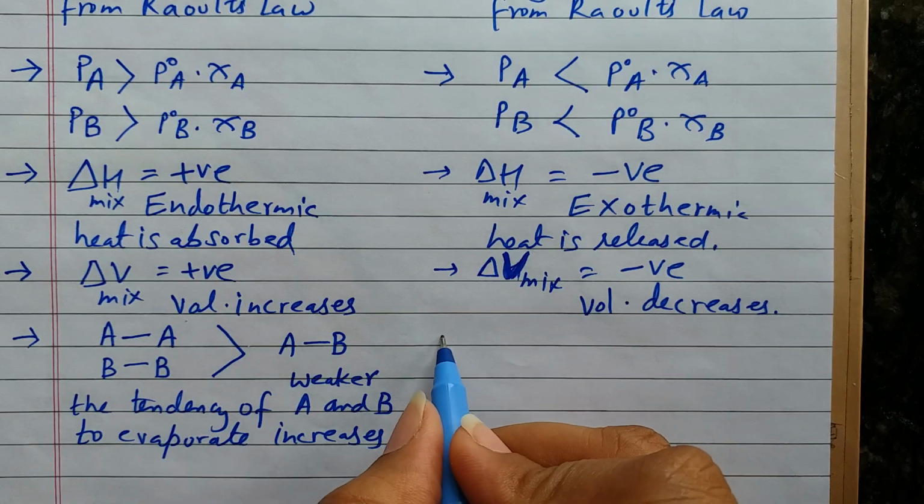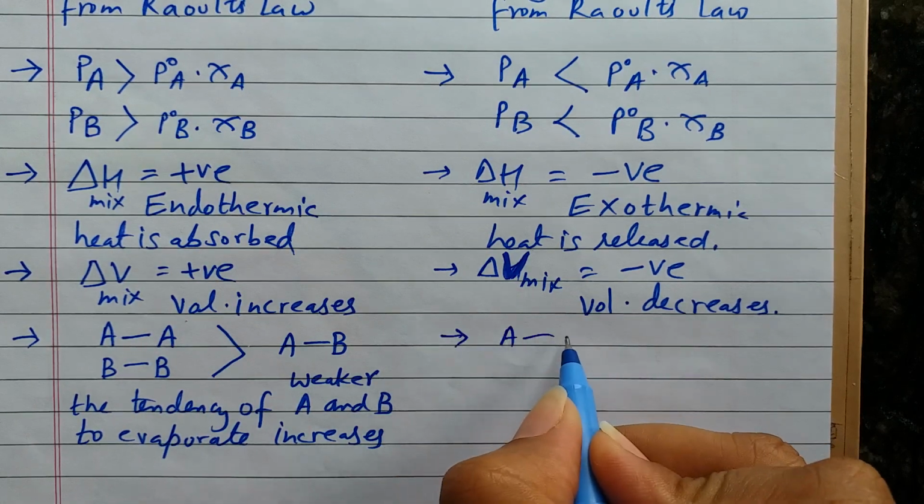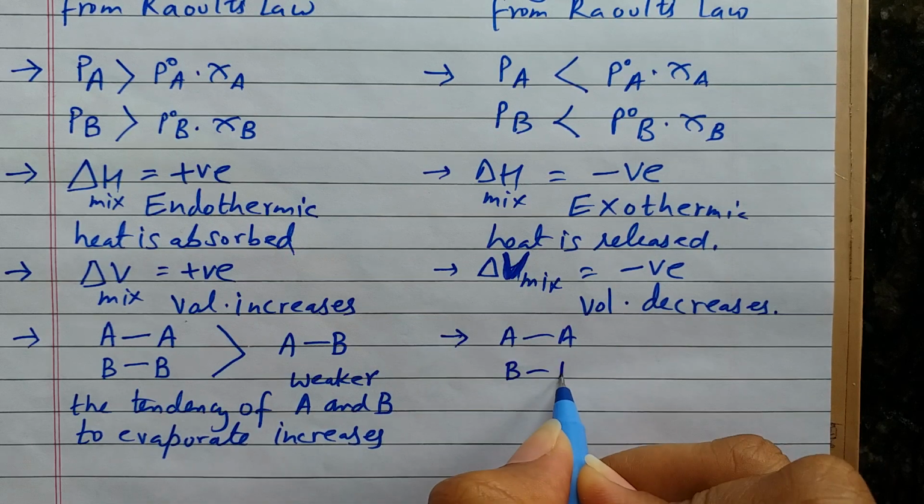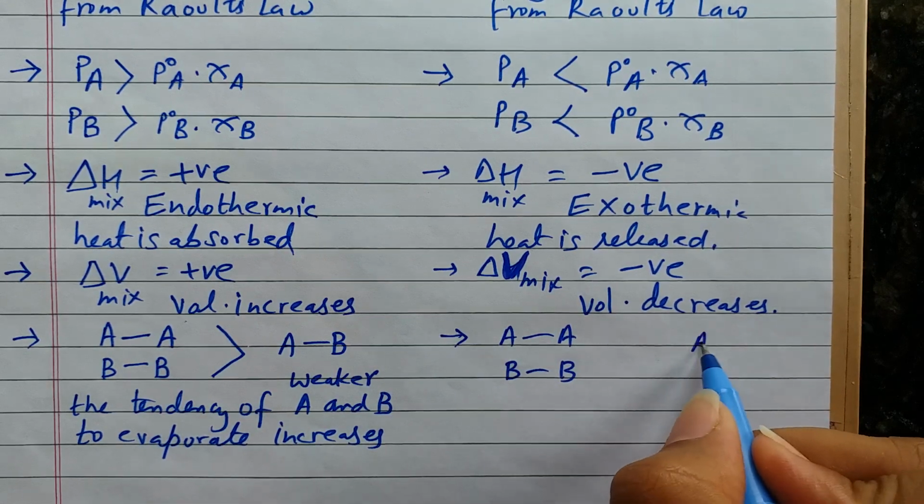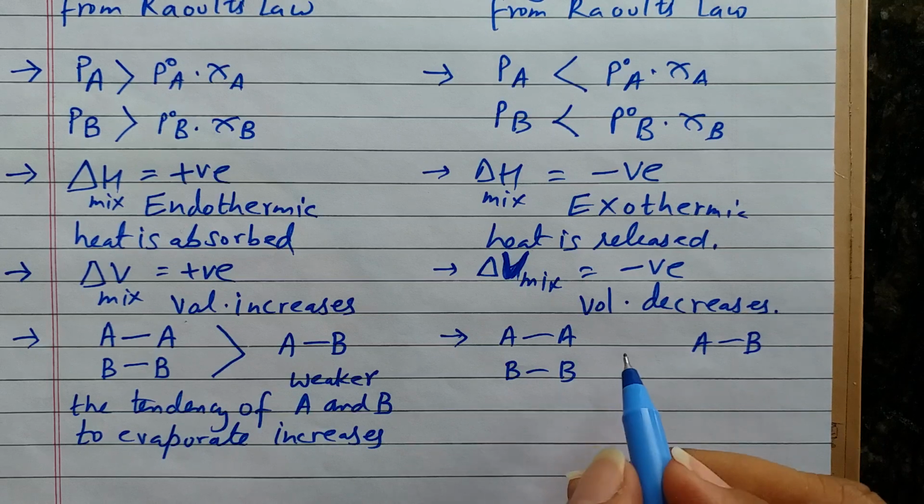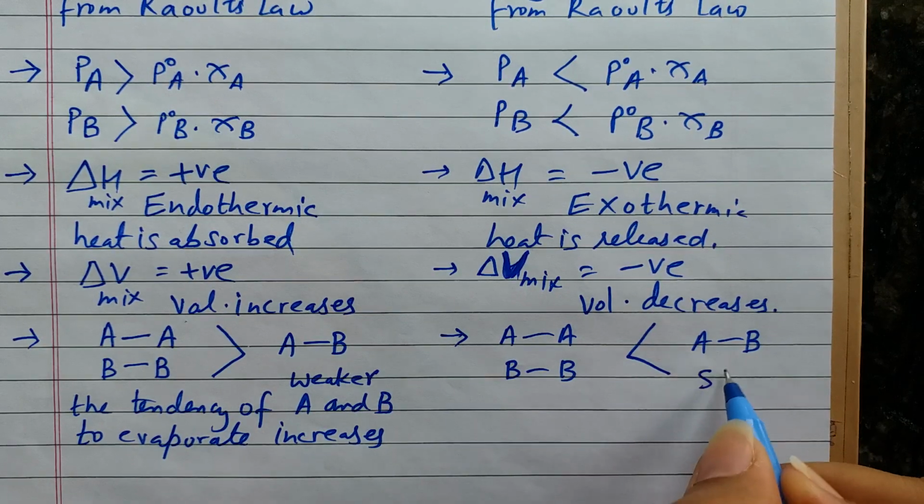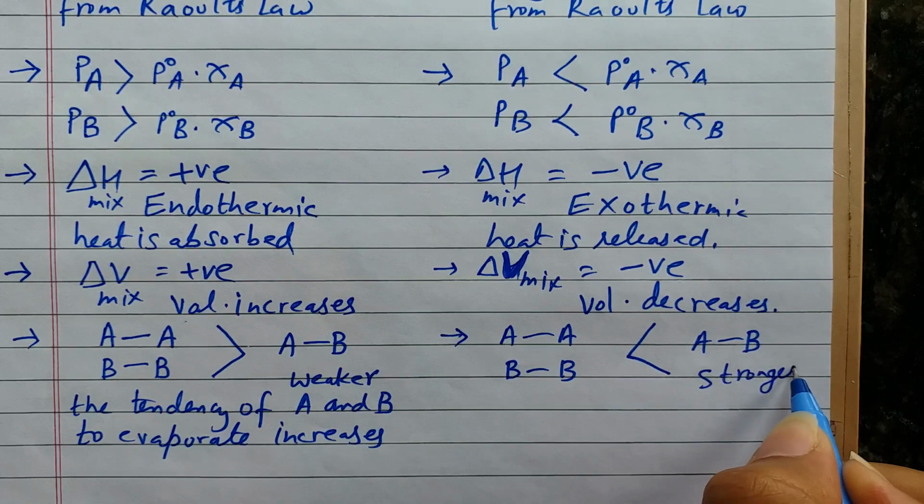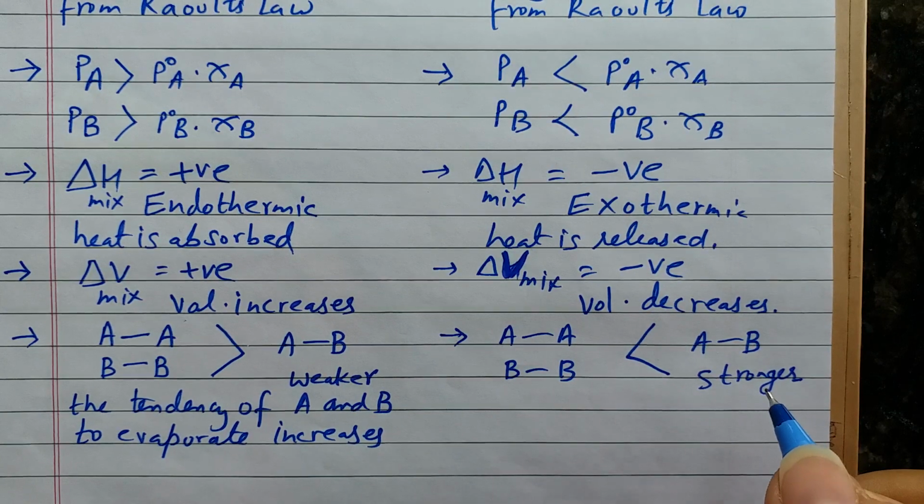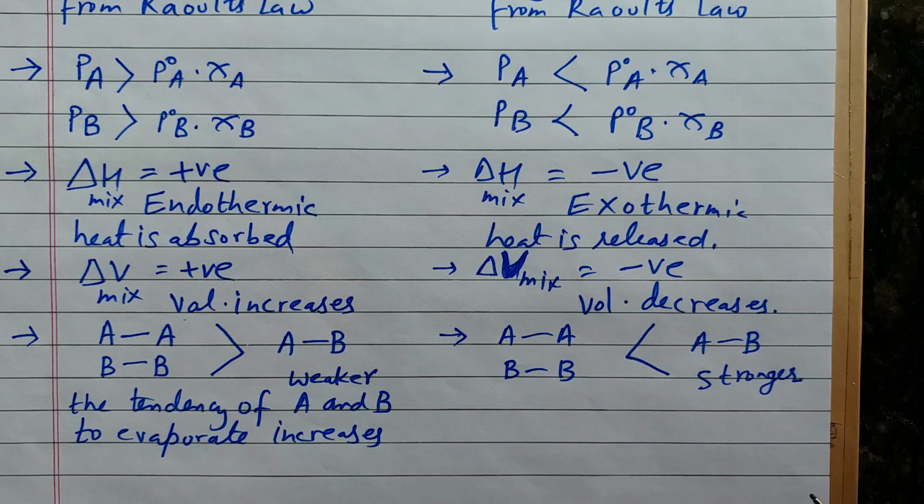And on the other hand, you can probably guess what will happen. Looking at the solvent-to-solvent, solute-to-solute, and solvent-to-solute interactions, the final solvent-to-solute interactions are stronger. Now, what will happen when the final bond is strong? When a bond is strong, the tendency to break the bond will be less. And so what happens?